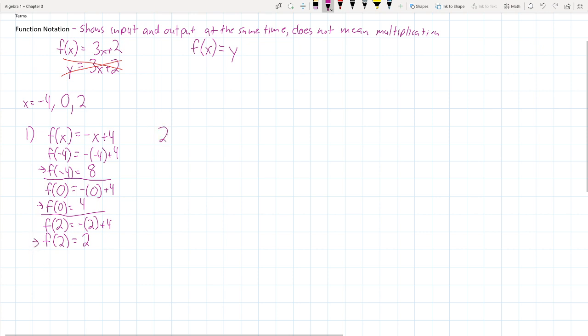Let's do another one. Let's do number 2, where we have g of x equals 5x. I said it does not mean multiplication. What I meant by that is I don't mean multiplication of the g and the x. So I'm going to do my first one, -4. I am going to, however, do some multiplication on the outside here, and this is the actual equation. So g of -4 equals 5 times -4, which is -20.